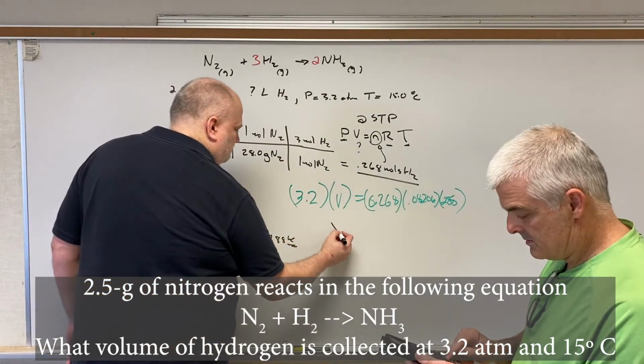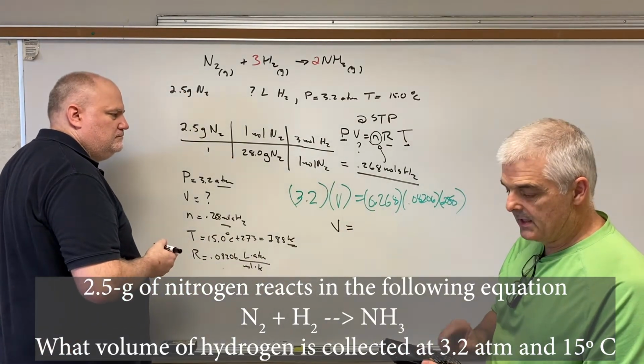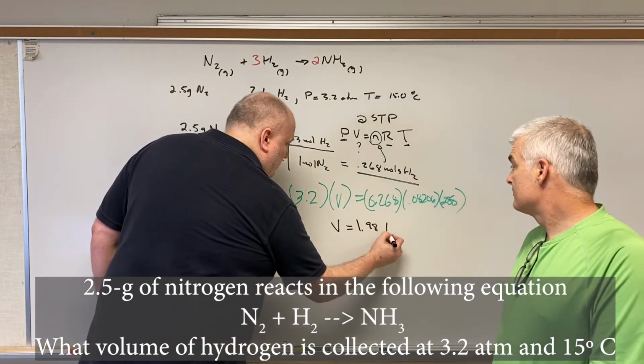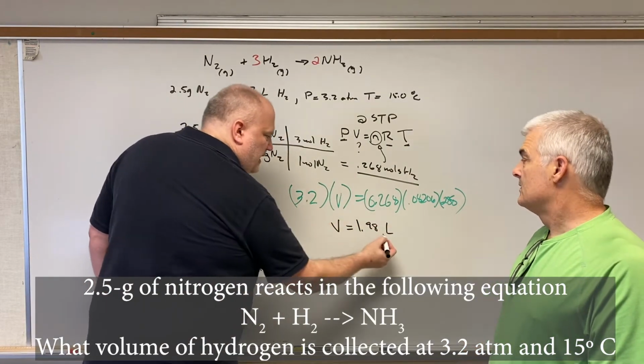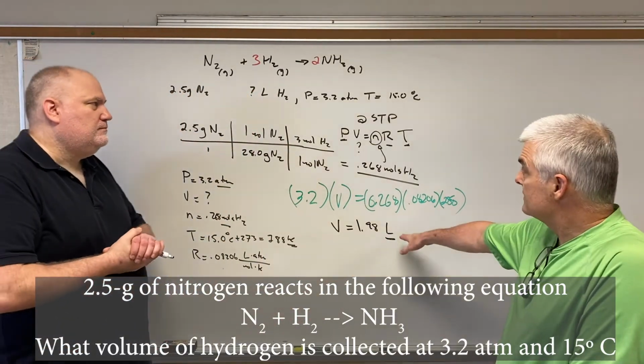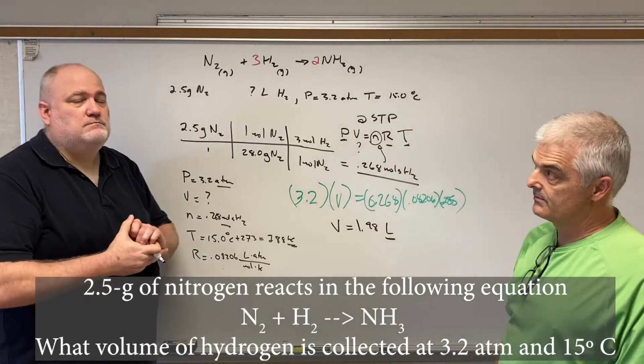So I just multiplied these three terms. I'm about to divide now by 3.2, and I get 1.98. Now, if we had kept the units in here, everything would have canceled out except for the L, and that's where we know what we've done. So you would have 1.98 liters at, if you will, non-standard conditions.